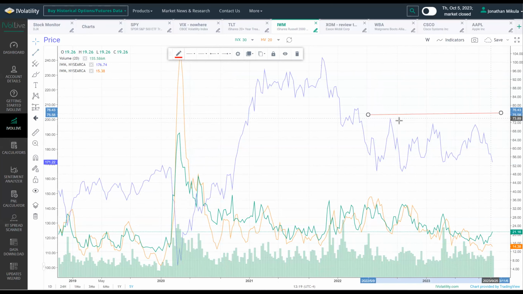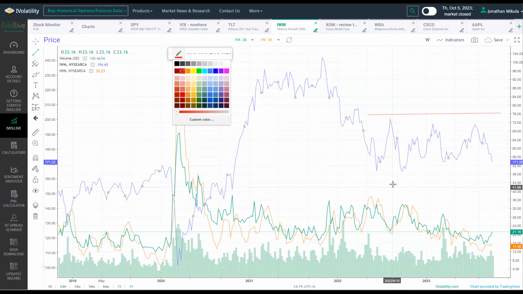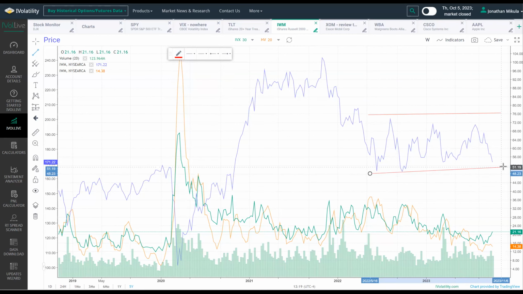I showed everybody how to do this last week. We played artiste on a few different chart patterns. But here, this is what stands out to me: since May 16th, 2022, we've been chopping in a sideways pattern. So what I'm going to look for on the 5-year chart is, when is IWM, the Russell 2000, going to break below support or above resistance?